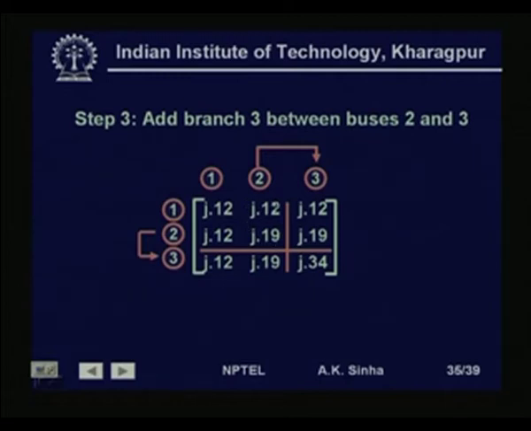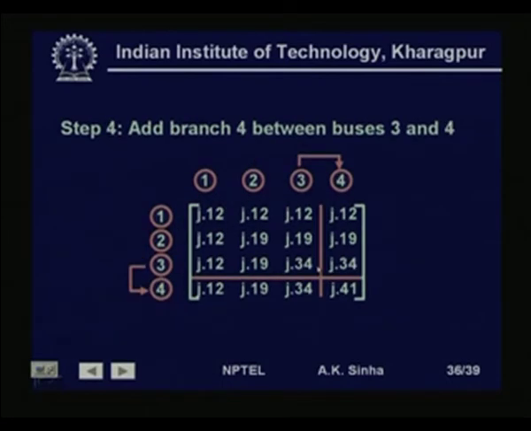So, the n plus 1th row and column, that is the third row and column here, are the same as the row and column of bus 2, and this element will be ZB plus Z22, that is 0.19 plus 0.15, that is equal to j0.34.